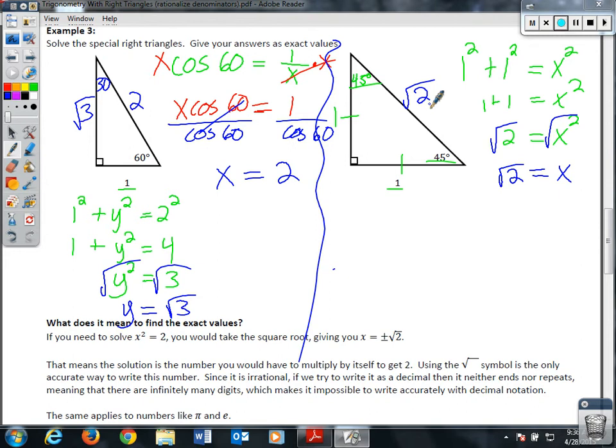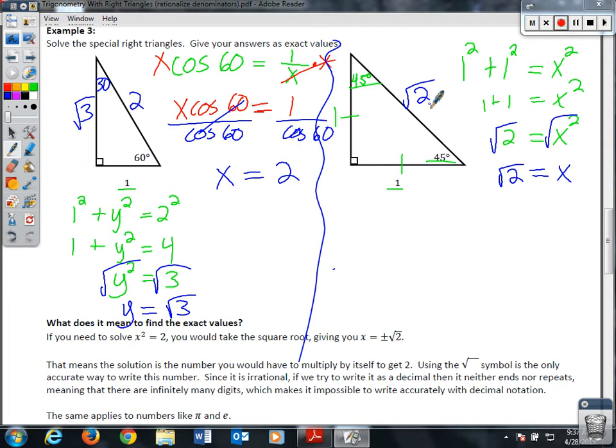So when we solved x squared equals 2, we took the square root, and we found that the answer was a number that you have to multiply by itself to get 2. And so we could write that, or we could try to write that as a decimal, but if we try to do that, we'll find that there's infinitely many digits. And we talked about this a bit when we were talking about infinity. If there's infinitely many digits, you can't write that in decimal notation.